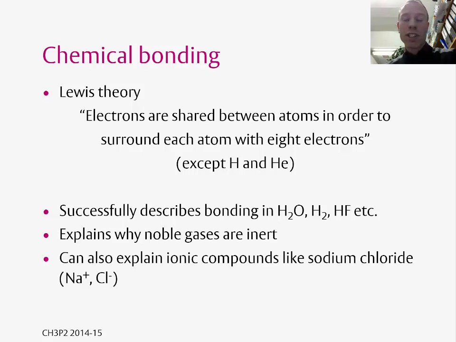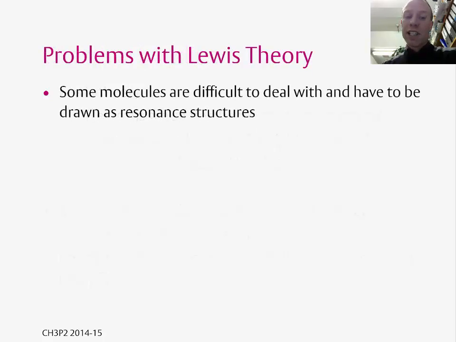But there are a lot of problems with this approach. Let's now have a look at some of these. So, in particular, some molecules are difficult to deal with, and they have to be drawn instead as resonance structures. An example of this is something like ozone, which you end up drawing something like this. You'll have a minus charge here and a plus charge here, and then this resonates with the resonance structure of this. So that doesn't work in Lewis theory.